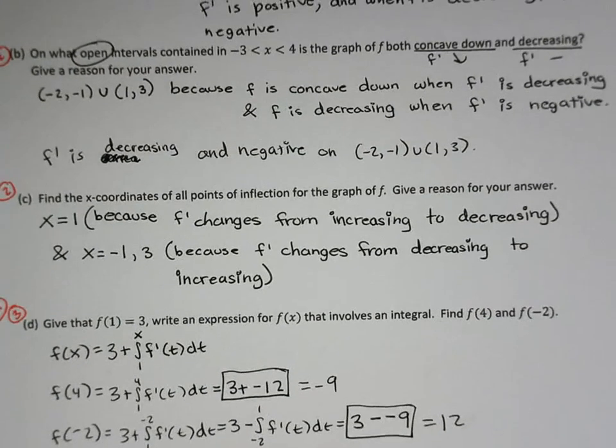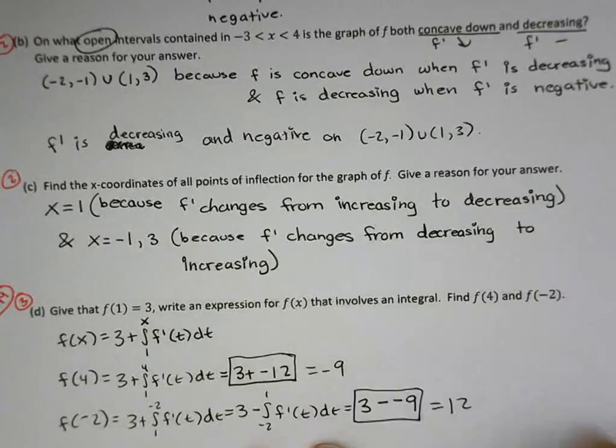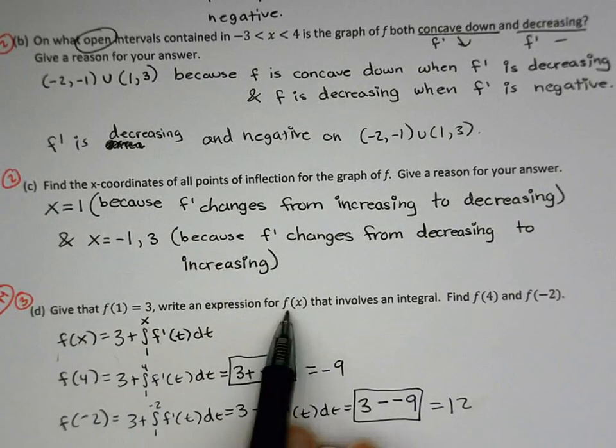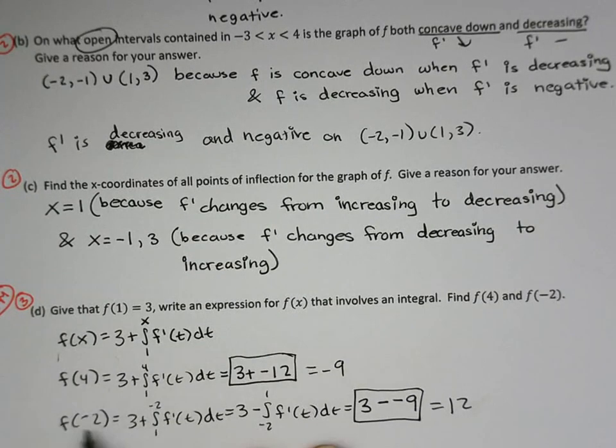Okay, and so 3 points, 1 essentially for each of these: 1 for your expression for f of x, 1 for f of 4, 1 for f of -2.